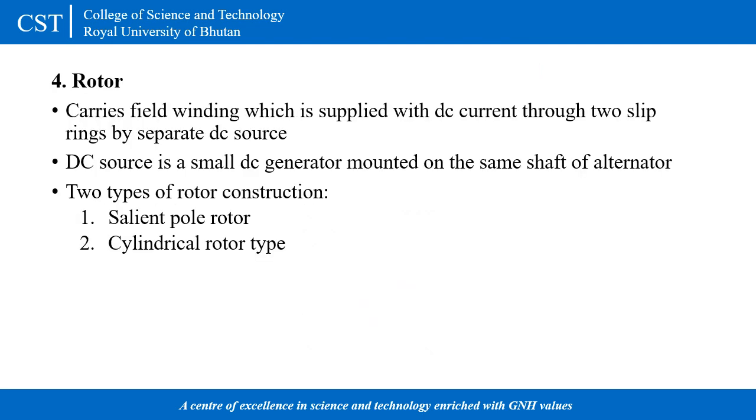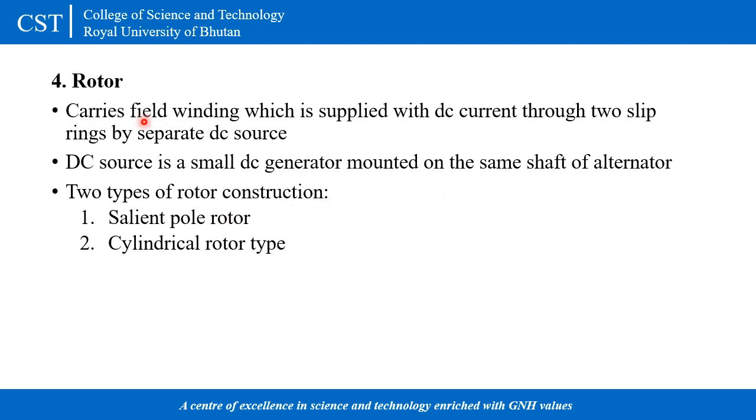Now to go with the second part, that is rotor. This rotor carries field windings which is supplied with DC through two slip rings by separate DC sources. I've explained it in the advantages earlier. So in alternator they use two slip rings, and this is in the rotor which carries field windings. And this DC source is a small DC generator mounted on the same shaft of alternator.